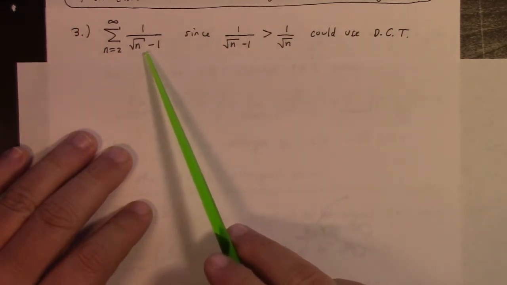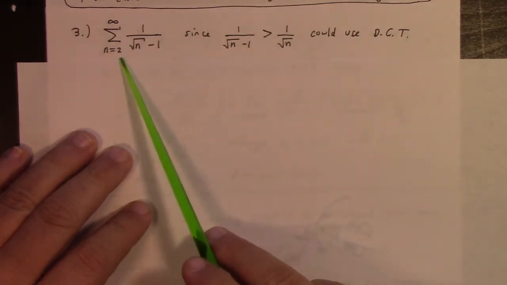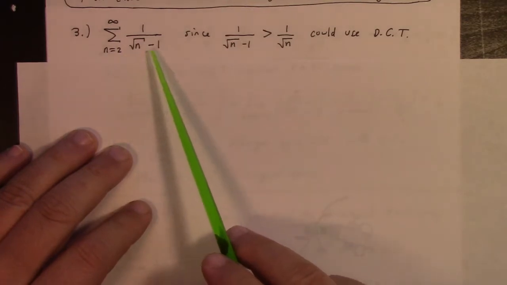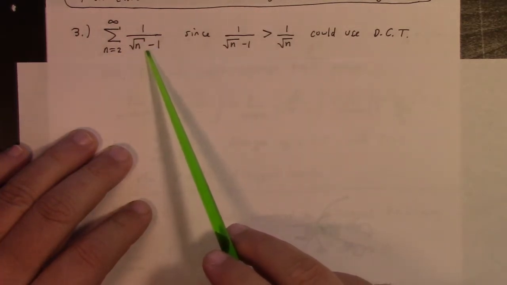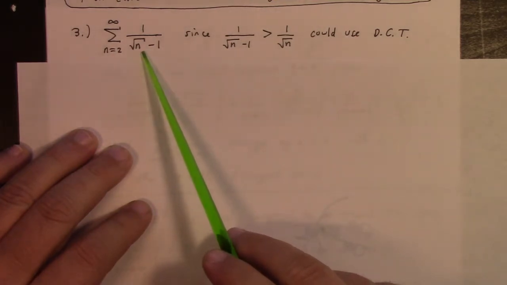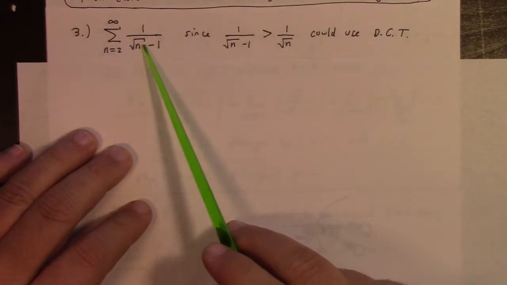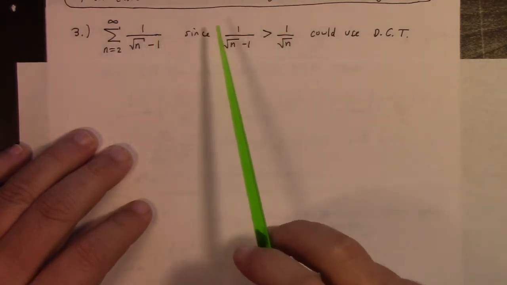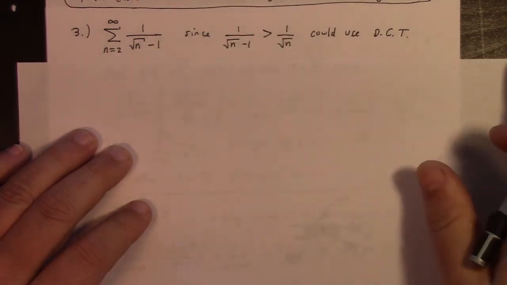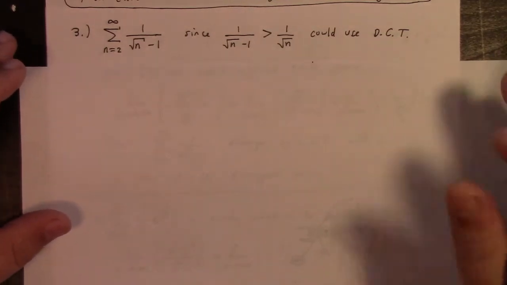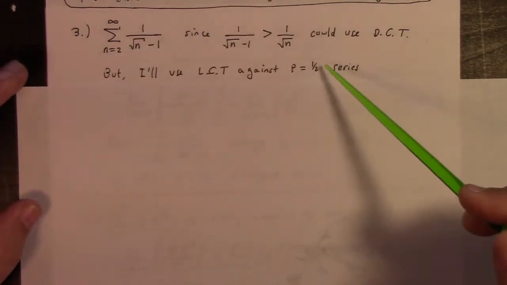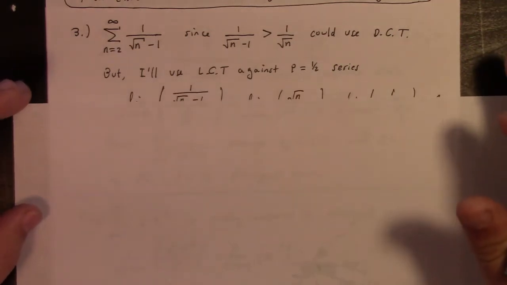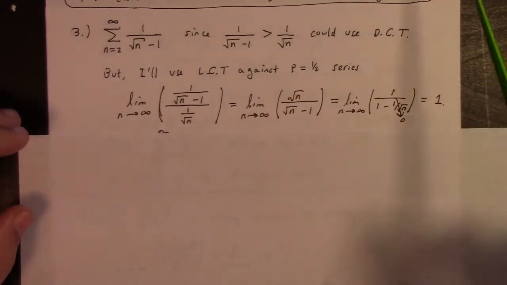Okay, so this, ignoring the minus 1, is essentially p equals 1/2, so we know it diverges. And in fact, by the way, I could use the direct comparison test, but I'll use the limit comparison test against the p equals 1/2 series. Excuse me. So here we go.